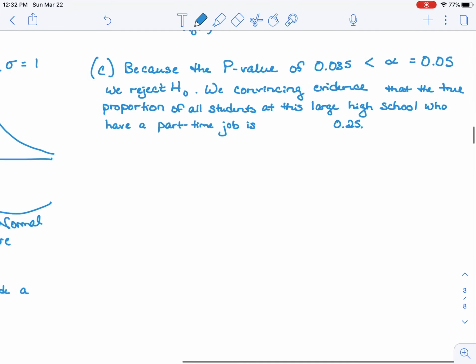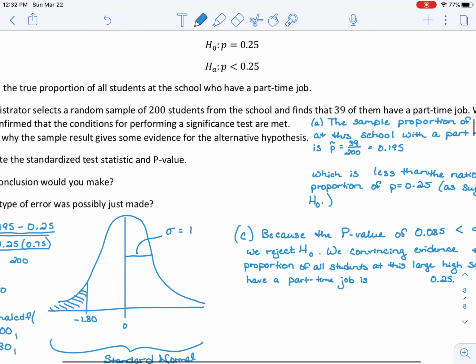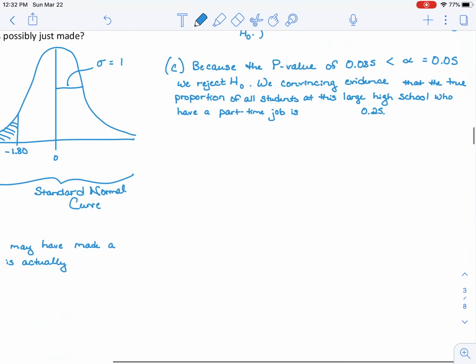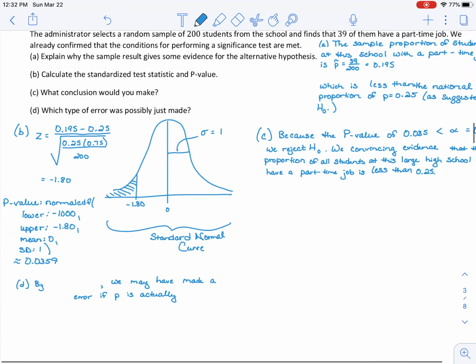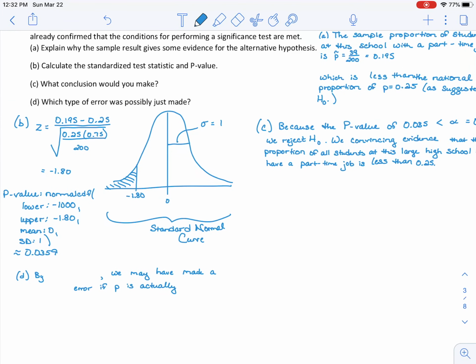We have convincing evidence for the alternative hypothesis, which, as a reminder, was that it's actually less than 0.25, because we found how unlikely it is that I should be getting a number like this by chance. So we have evidence that it's less than 0.25. So we don't just suspect it, we've got some evidence. However, you might have just made an error.